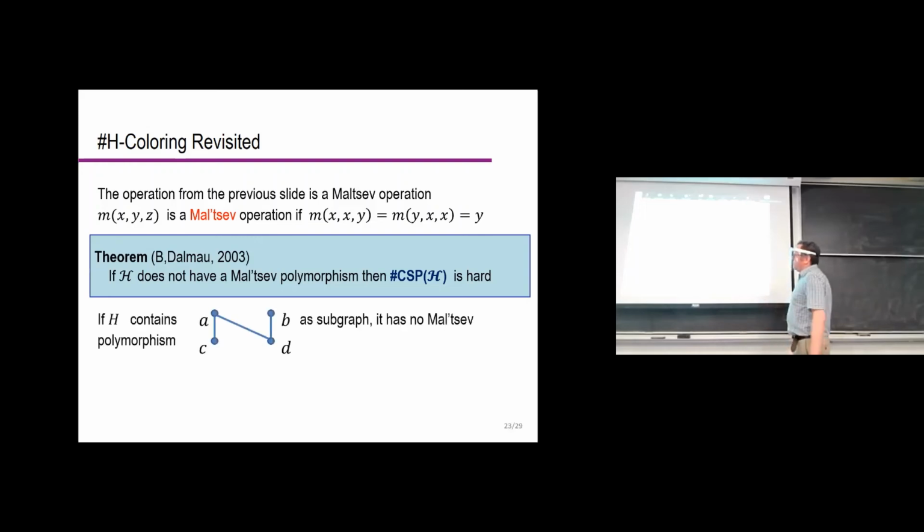Okay, so I claim that if my graph contains a subgraph like this M, then it has no Maltsev polymorphism. Obviously it doesn't, right? If I apply any Maltsev operation like this to AC, AD, and BD, since it's Maltsev, I have to have B here, and I have to have C here, but it's not in the graph. Right? Okay, now let's use that to obtain the classification for graph homomorphism.